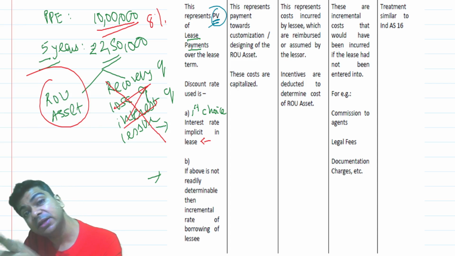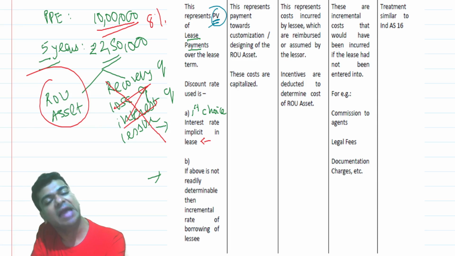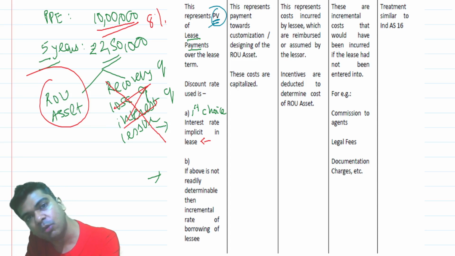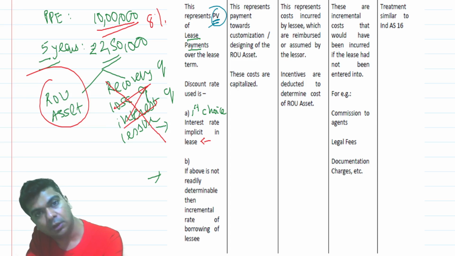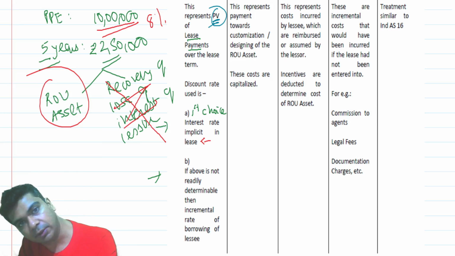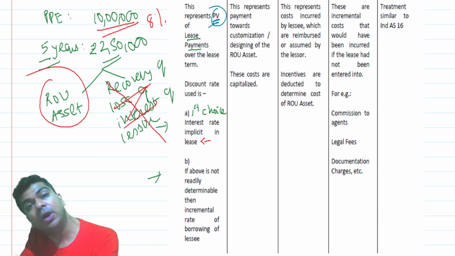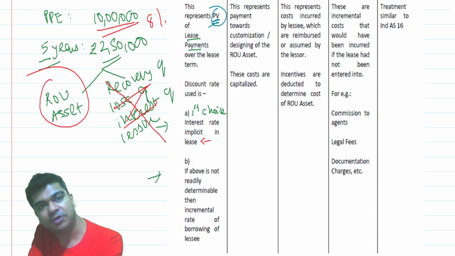But this rate is known to the lessor, while the accounting is to be done in the books of the lessee. So as a lessee, I will ask the lessor that tell me at what rate are you charging interest. The lessor may directly tell me that I am charging interest at 8%. So I will use 8% as my discount rate. Or I ask the lessor that please tell me at what rate you are charging interest, but the lessor is not ready to reveal that rate of interest.